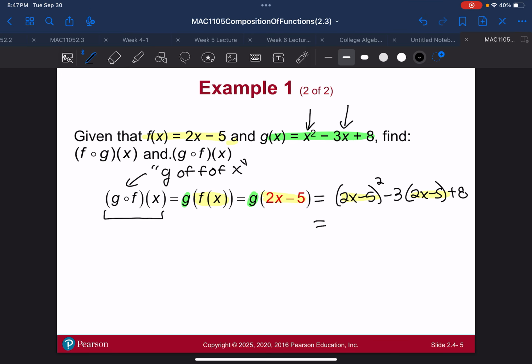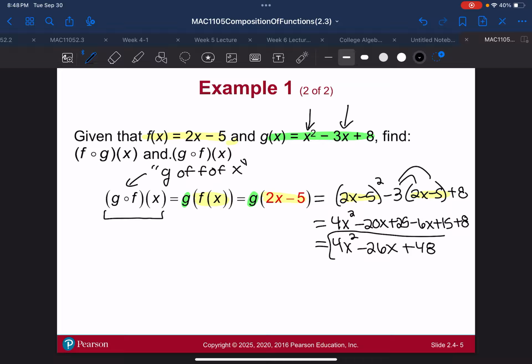And then I would FOIL the first binomial to get 4x squared minus 20x plus 25. Distribute this negative 3 to get negative 6x plus 15. Bring down my plus 8. Combine like terms. To get 4x squared minus 26x plus 48 as our final answer.